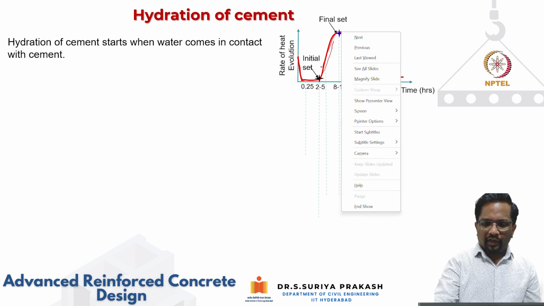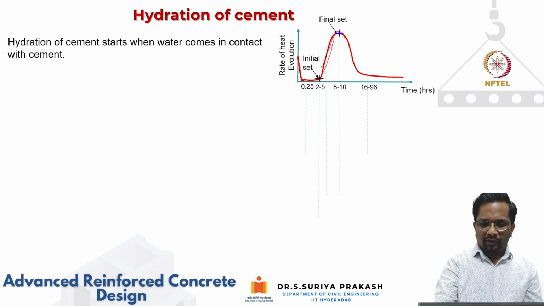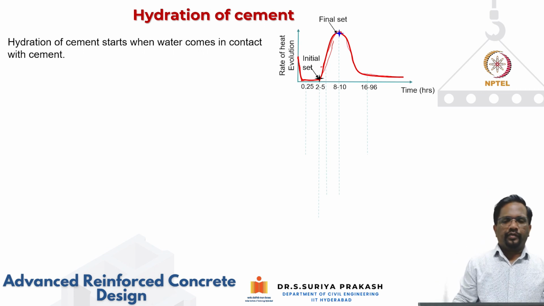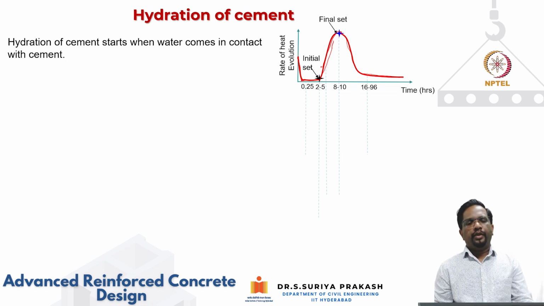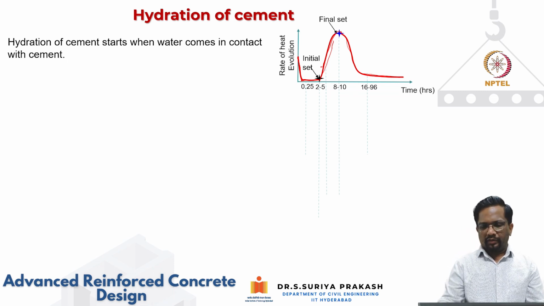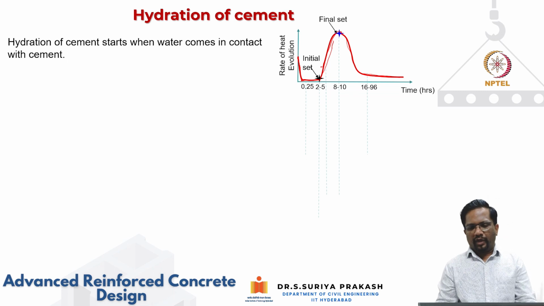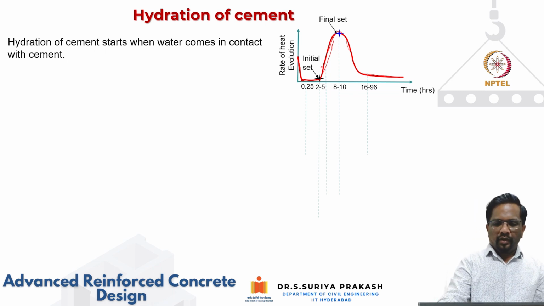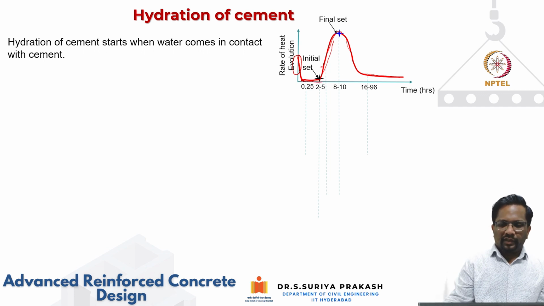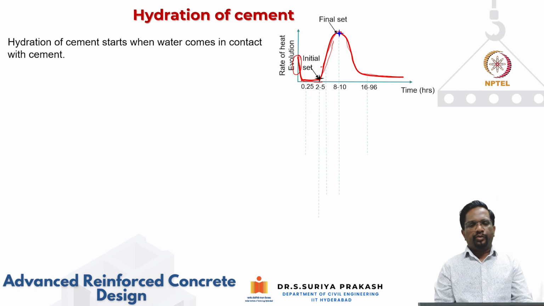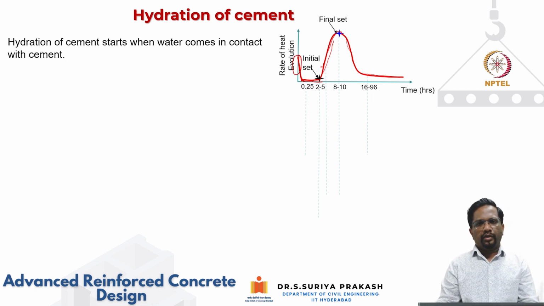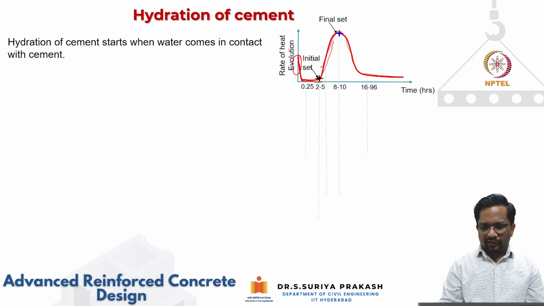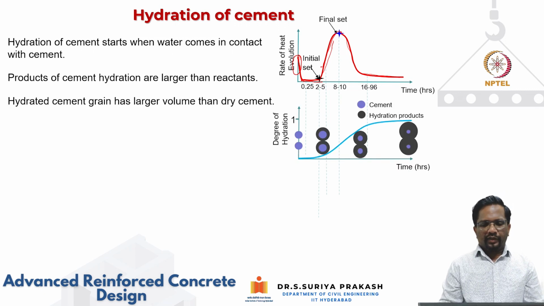Then there is an acceleration phase like the one that you see here, and then there is a final setting. Then the heat evolution reduces like this, and the rate of heat evolution is going to be very low. It's not going to increase. So you have the rapid heat evolution phase, and then a dormant phase, then an acceleration phase, and then a deceleration phase, and so on. So we have multiple phases at the moment the hydration starts. That has significance as well.